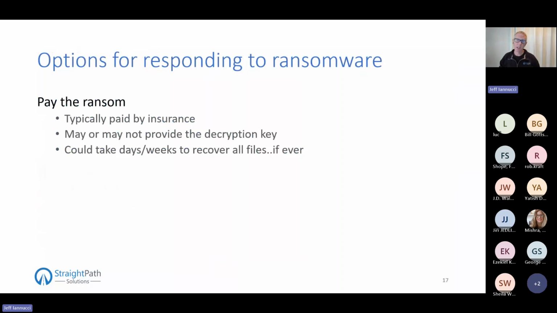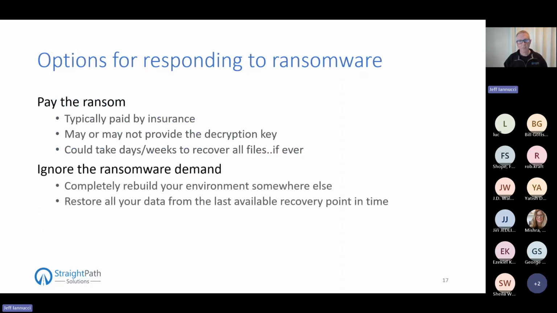Sometimes, in fact, there's a lot of times that there will be data lost, even if you do decrypt it. Now, you have another opportunity. If you get a ransomware demand, you can ignore it and completely rebuild your environment somewhere else. That means you'd have to restore all your data, at least from a SQL Server perspective, from the last available recovery point in time.